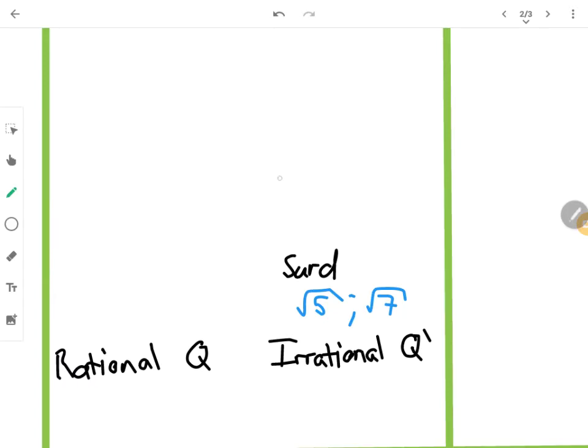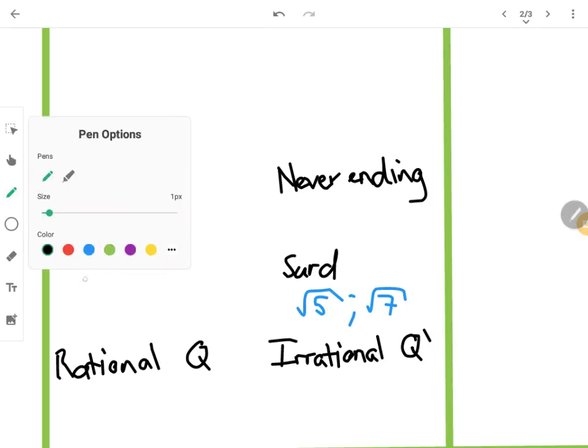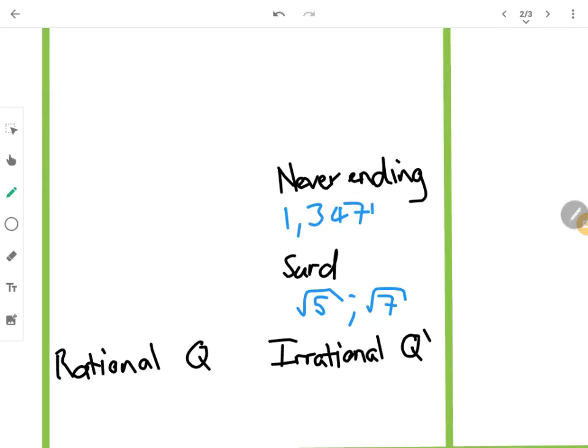Let's write never-ending. These are numbers or any type of decimal number where you have, for example, 1,34715. There's no pattern that it follows. It just continues like that. It's a number that never ends.